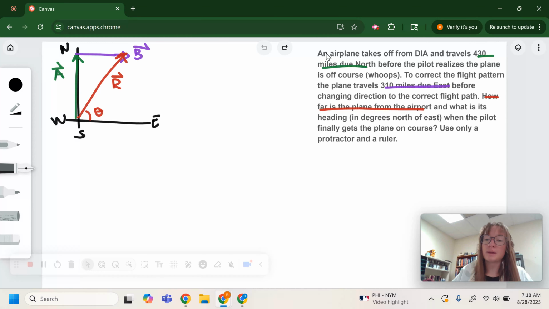It says an airplane takes off from DIA and travels 430 miles due north before the pilot realizes the plane is off course. To correct the flight pattern, the plane travels 310 miles due east before changing its direction to the correct flight path. How far is the plane from the airport, and what is its heading in degrees north of east when the pilot finally gets the plane on course?